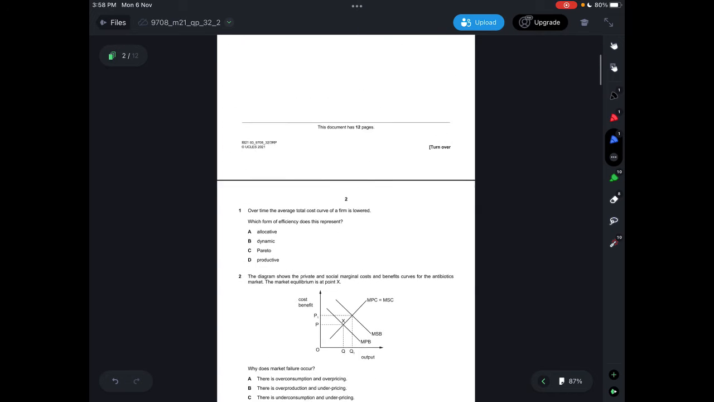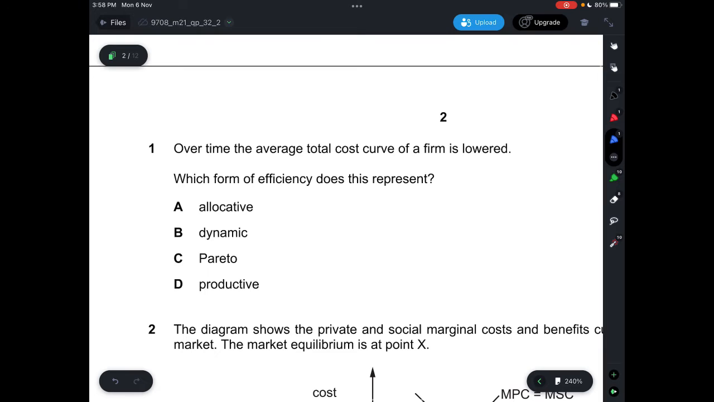Alright, let's start. For the first question, it says, over time, the average total cost curve of a firm is lowered, and which form of efficiency does this represent? Let's look at the four options here.